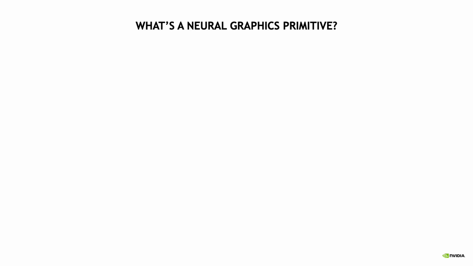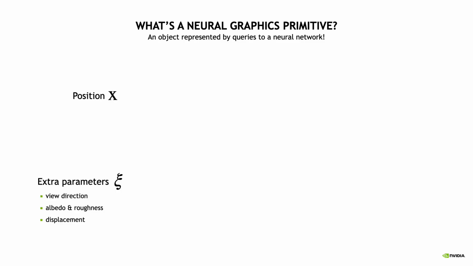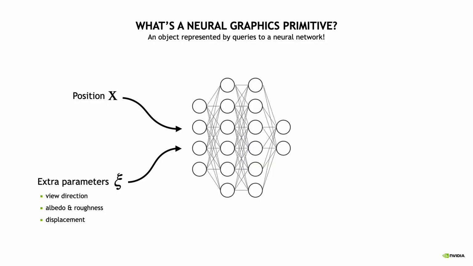Hopefully this piqued your interest. We are now going to look at what neural graphics primitives are and how they can be trained and rendered instantly. Simply put, a neural graphics primitive is an object whose shape or appearance attributes can be retrieved by queries to a neural network. For example, given a position x in 3D space, as well as extra parameters xi that depend on what kind of object we're talking about, we can pass them through a neural network, which will then output corresponding attributes that describe the graphics primitive at that location in question.